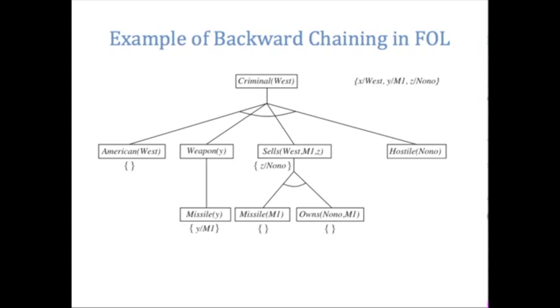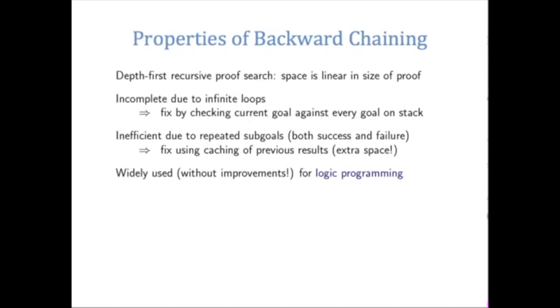Finally, we need to prove that Nono is hostile, and we have an implication that you're hostile if you're an enemy of America, and that's a fact that we know. Now, therefore, all of the premises that are needed to draw a conclusion are ground truths, and we can conclude through backward chaining that Colonel West is a criminal.